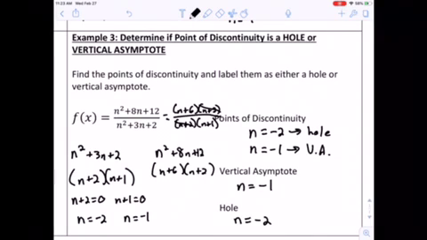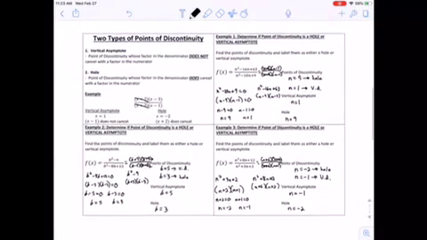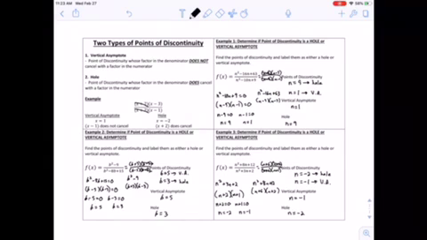All right, and so the rest of this we're going to practice from the workbook on finding the points of discontinuity and determining which type they are.